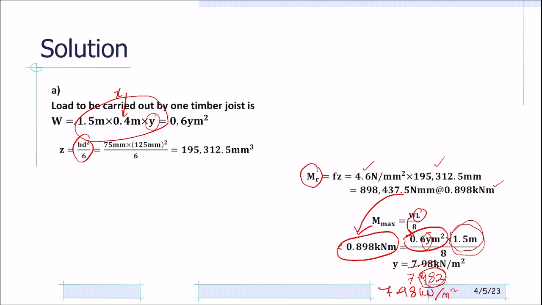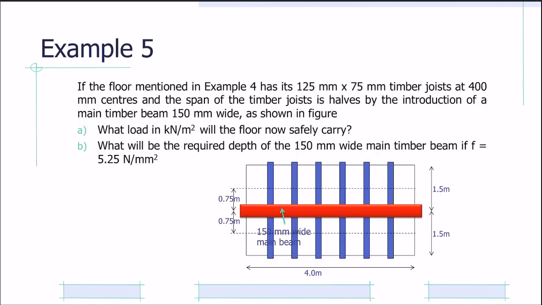So for 1 meter square, it can support as much as 7.98 kilonewton. It is much bigger compared to the previous without the introduction of the beam. Okay, sebab kalau without the introduction of the beam, the load that can be supported is 2 kilonewton per meter square. With the support of the beam, okay, it can support much bigger load, which is 7.98 kilonewton per meter square. For example number 5, we have question B.